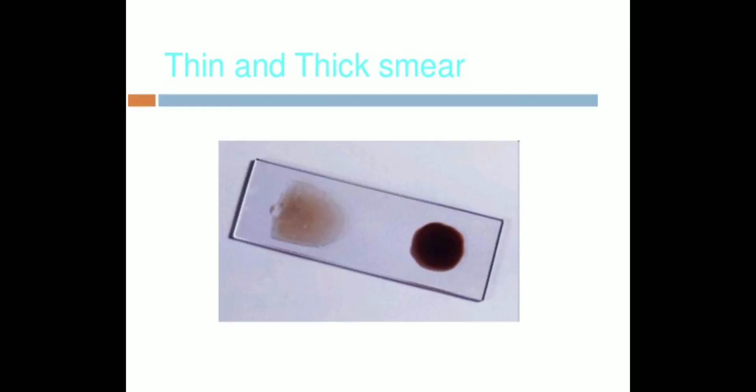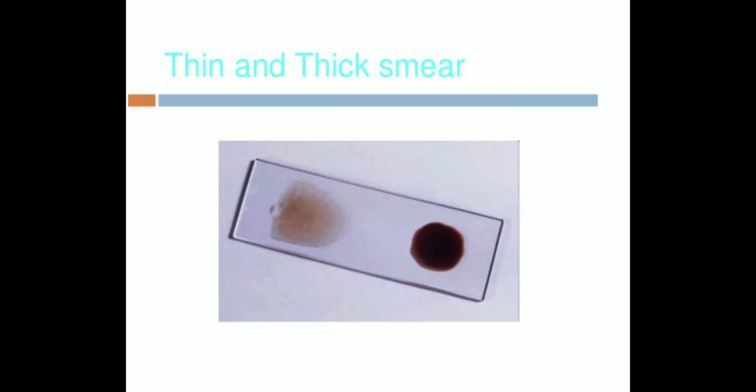So how do you make a thick smear? You take a large drop of blood, you place it over one part of a slide, and you make a smear by doing a circular motion. You take another spreader slide and spread it in a circular fashion. Okay, and that is known as a thick smear. Whereas over the left side you are seeing a tongue shaped smear, so that is a thin smear. That is the usual peripheral smear, the thin smear.